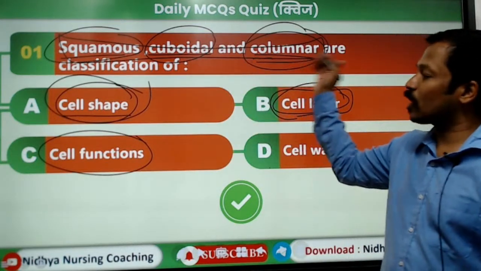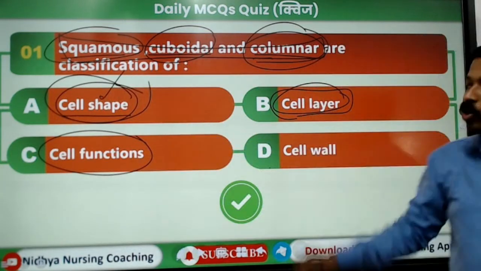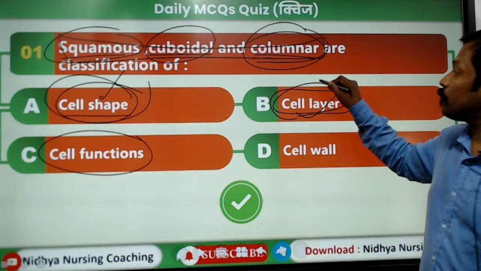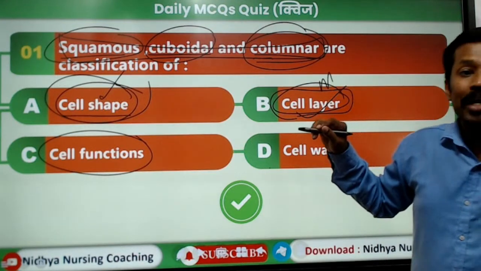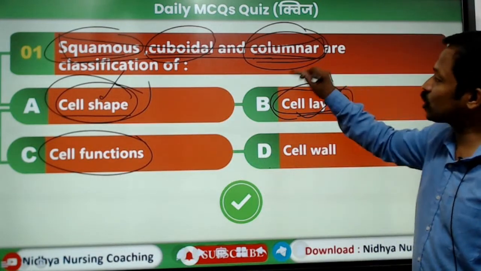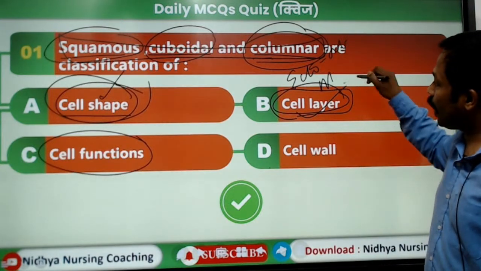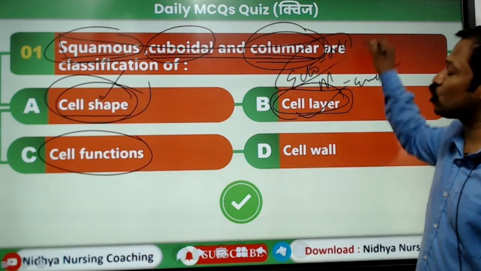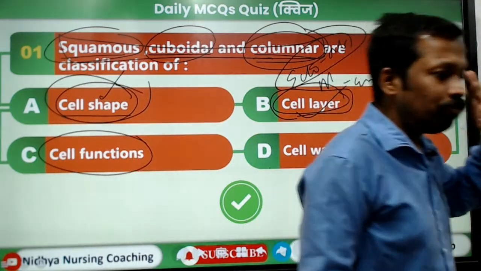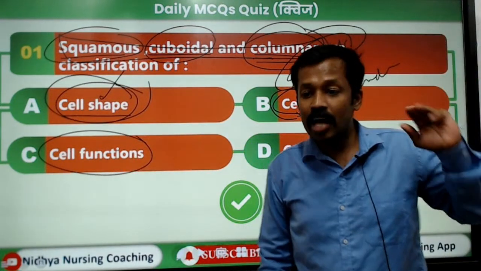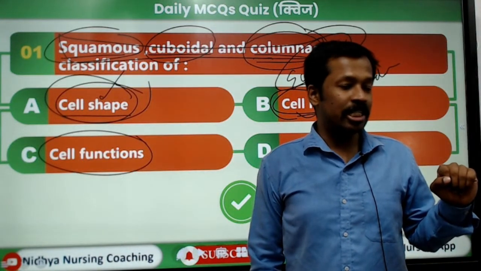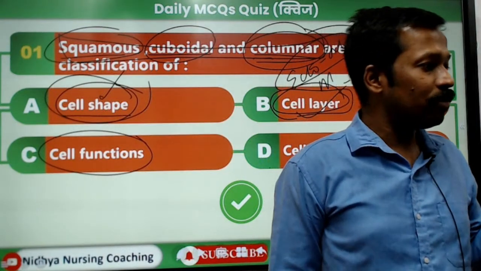Squamous, cuboidal, columnar according to the basis of cell shape. Coming to cell layers, there are 3 cell layers: mesoderm, ectoderm, endoderm. Meso means middle. Ecto, outer. Endo, inner. Again this ectoderm, the outer layer, is classified into 5 layers. Which are they? Stratum germinativum, stratum basale, stratum spinosum.